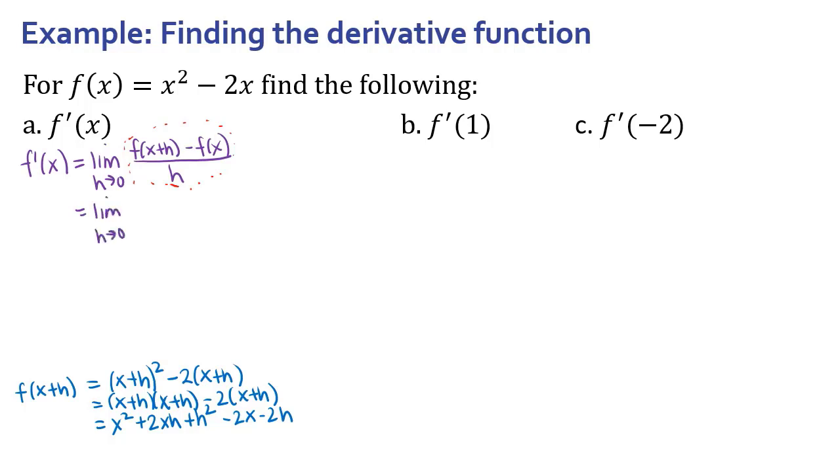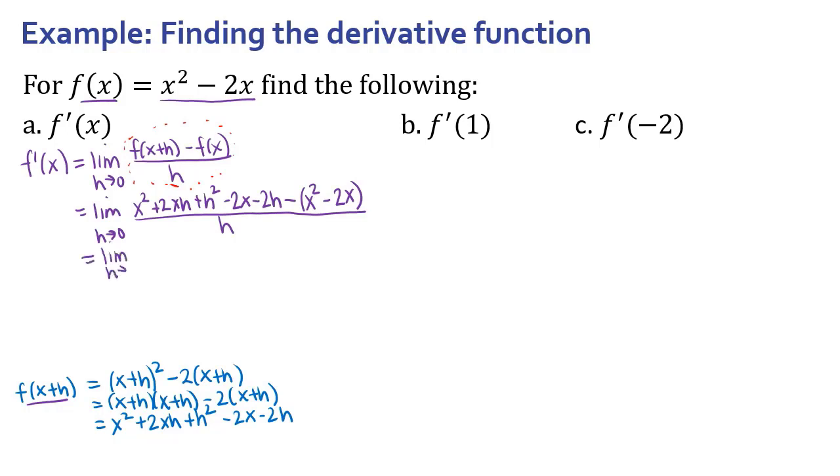All right, so let's substitute in what I just found for f of x plus h. That's x squared plus 2xh plus h squared minus 2x minus 2h, minus the function. The function is x squared minus 2x. Make sure that we remember we're subtracting the entire function, not just the first term, so you've got to put that all in parentheses. A lot of students forget to do that. So that gives me the limit as h approaches 0 of x squared plus 2xh plus h squared minus 2x minus 2h minus x squared plus 2x all over h. I'm going to put a little box here.